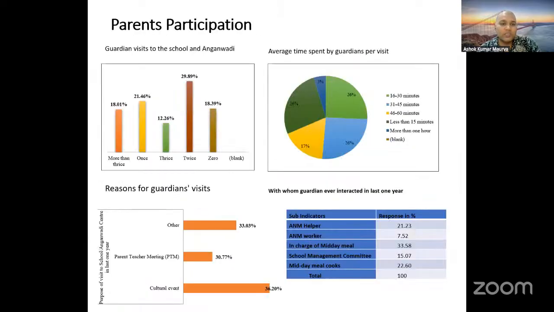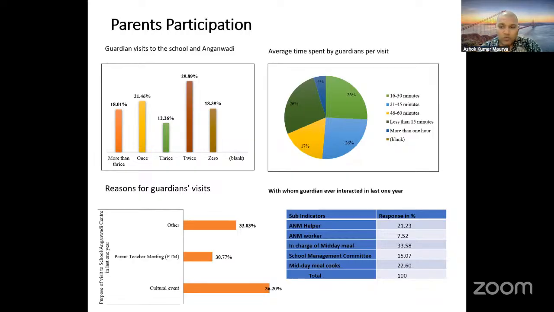Now, how often do guardians visit the school and Anganwadi center? When we asked this, only around 30% of children's parents and guardians go twice. Next was once, at around 21%. When you look at the interaction of parents with the school, only 26% of respondent guardians spend between 16 to 30 minutes. Further, only 26% of guardians spend between around 30 to 40 minutes.